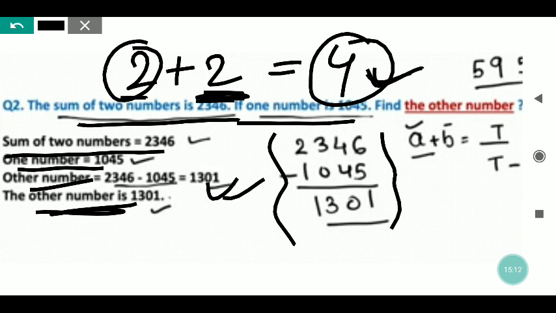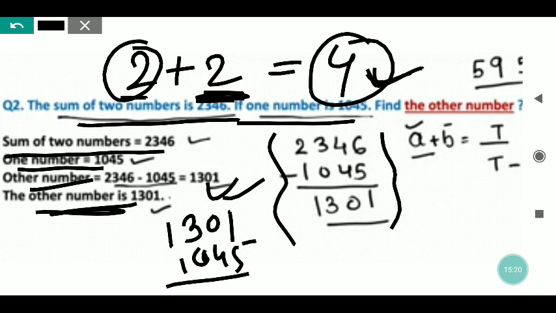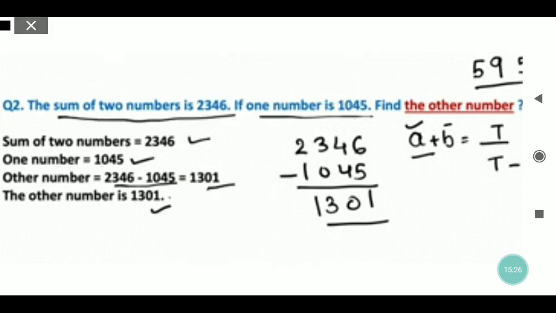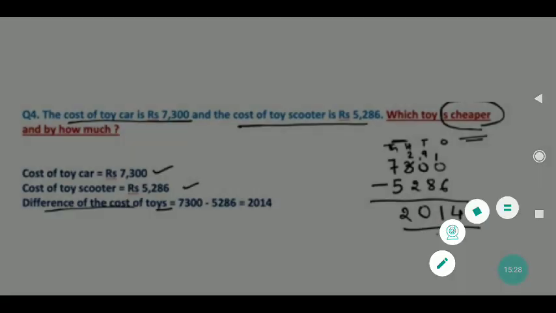1301 plus 1045, when we add them, we will get 2346. Okay, so this was what this question was saying.